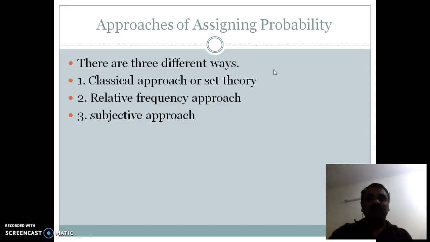Now, what are the approaches of assigning probability? There are three ways of assigning probability. 1. Classical approach or set theory. 2. Relative frequency approach. 3. Subjective approach.